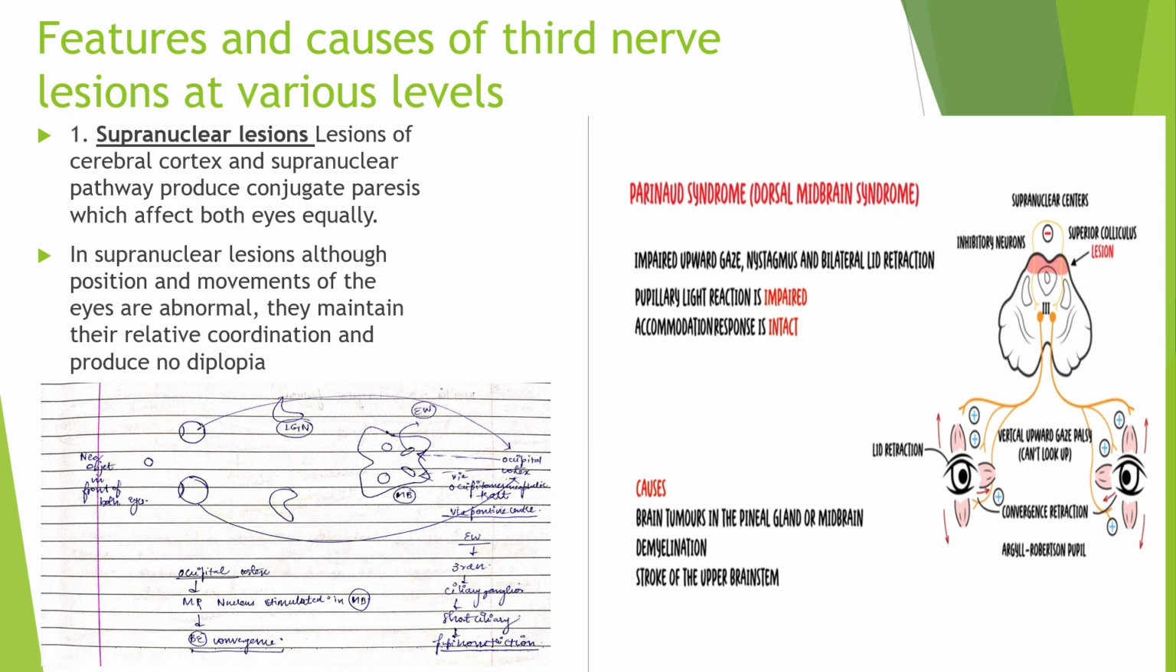and there will be damage to the vertical gaze center as they are close to the superior colliculus, so vulnerable to compression. And there will be lid retraction, so there will be Collier sign, and accommodation is intact because the accommodation fibers are more ventral in the midbrain, and this is a dorsal midbrain syndrome. So accommodation will be intact, but the pupillary light reaction will be impaired.